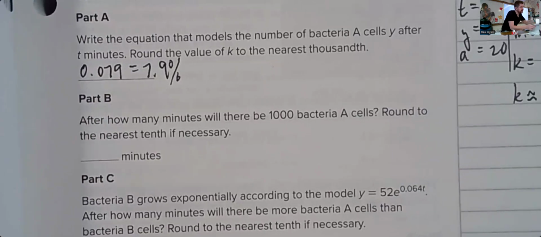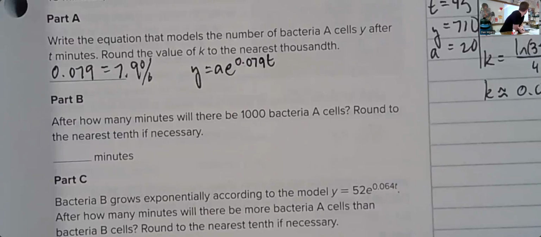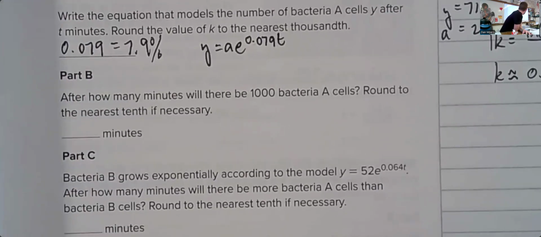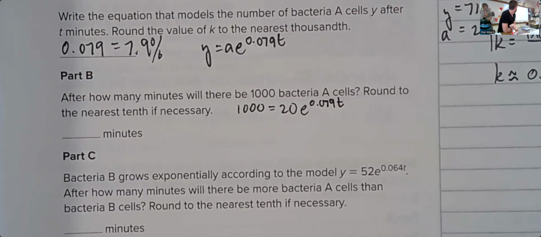But it does tell us to write an equation as opposed to just solving for k. So let's go ahead and write y equals a e to the 0.079 t. If a is 20, we can always use 20 for a, which is what we're going to do for part B. After how many minutes, so this time we're going to solve for t, will there be 1,000 bacteria cells? So if we end up with 1,000, that's going to be 1,000 equals the initial amount, 20, times e to the 0.079 t. How much time is that going to take?